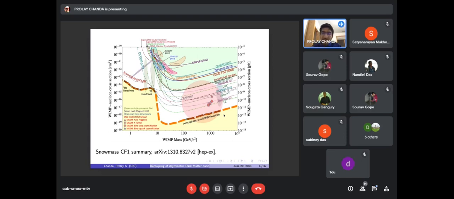And as you can see, most of the top part of the shaded region is currently ruled out by the current dark matter detection experiments. And at the bottom, there is still a large portion of parameter space where the dark matter can still be found. But we thought that this is a good motivation to look for some alternative scenarios. And this particular picture is taken from the Snowmass data, the last one.